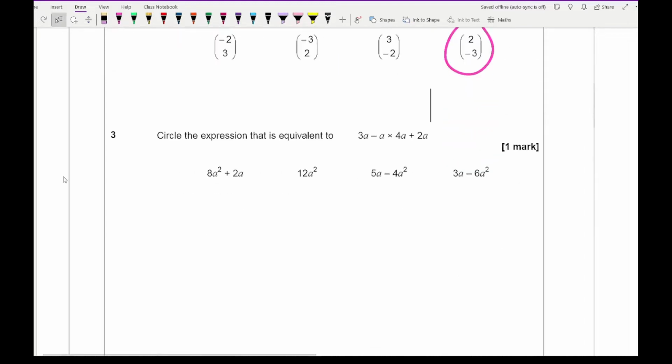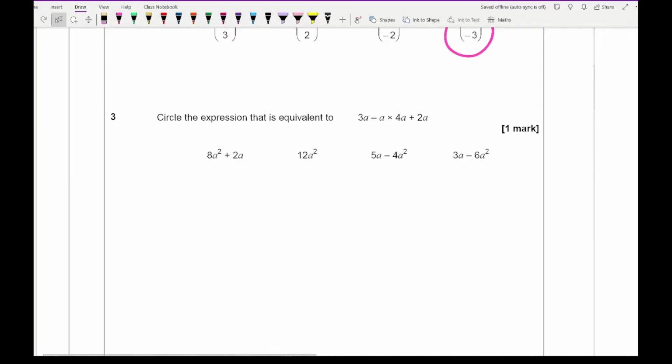Then with question 3, it says circle the expression that is equivalent to 3a minus a times 4a plus 2a. For this you need to make sure that you're not just reading the equation from left to right. You've got to make sure that you're incorporating BIDMAS. So what we need to do first is these two bits here. We've got a times 4a, which is 4a squared, and that's 3a plus 2a. Then joining these two things together we get 5a minus 4a squared, which is our third option.